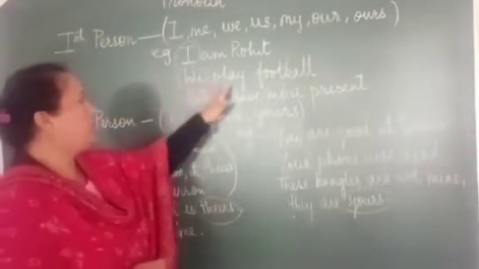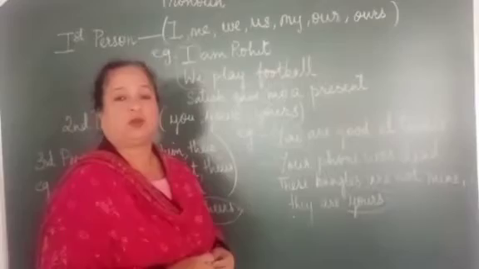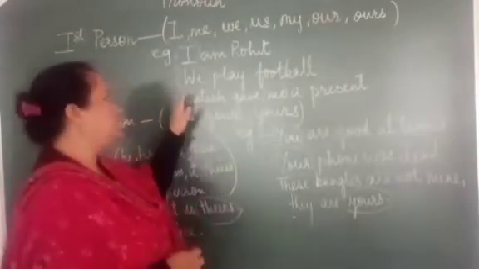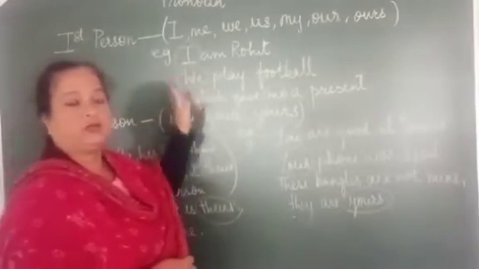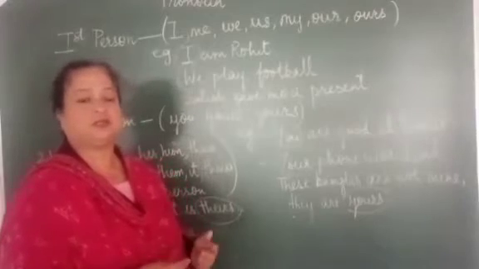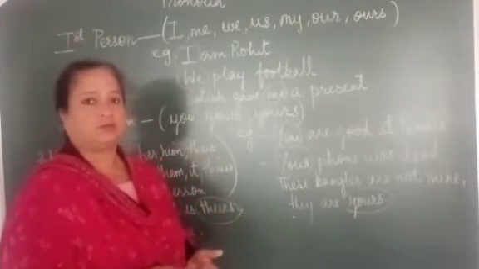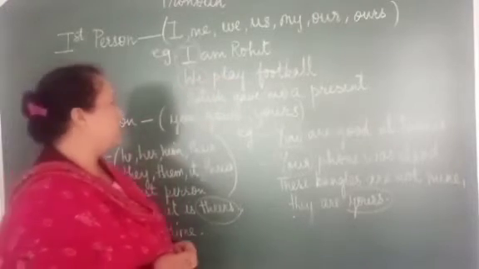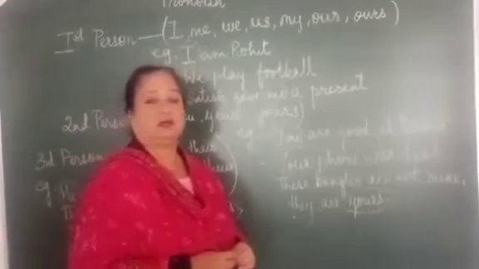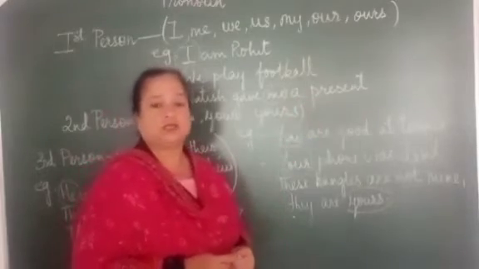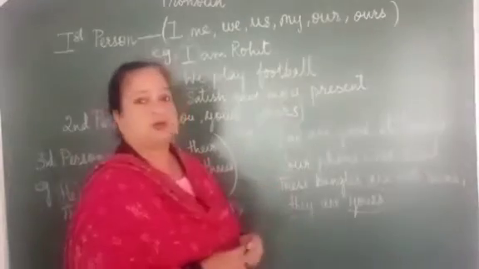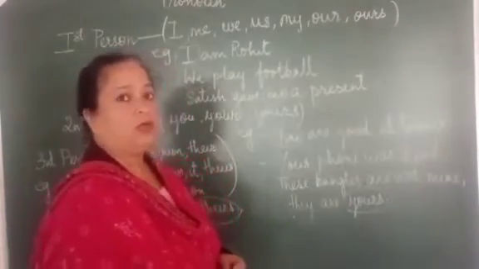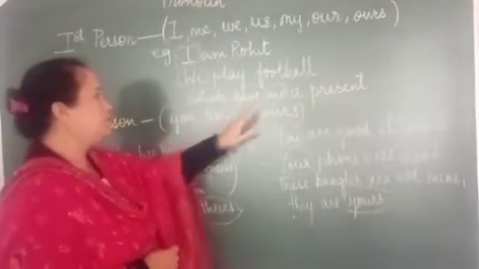Next, we play football. So once again, you come to know that the subject over here is we. And we is placed in the first person since we come to know about something that is done or played by we. Next, Satish gave me a present. So once again, me is the word or the pronoun in the first person's place.